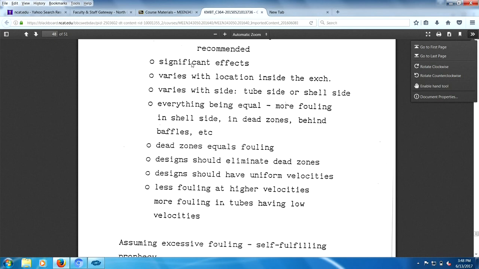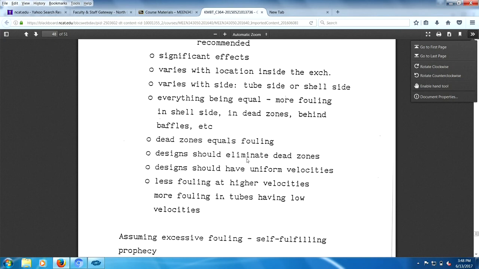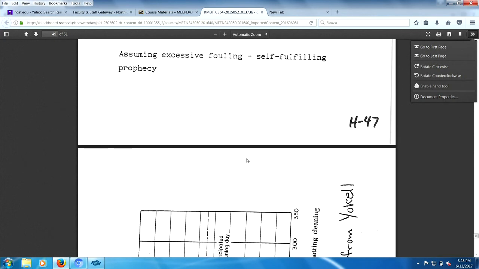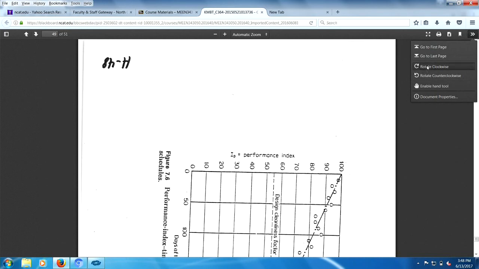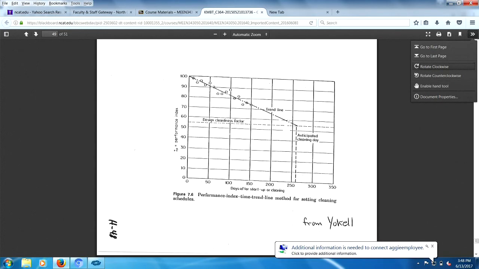Anyway, you should try to eliminate dead zones. You can read that. Can you read? I hope you can read. And here we have a picture of fouling. See if we get this. It seems like the clockwise rotation is the only one that works. The counterclockwise sends me off to Zuzu land.